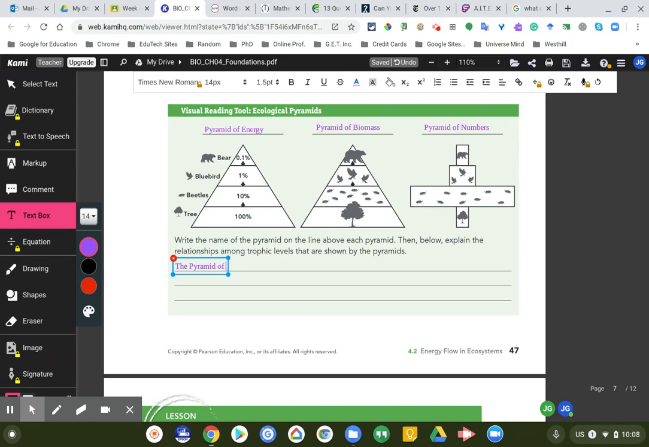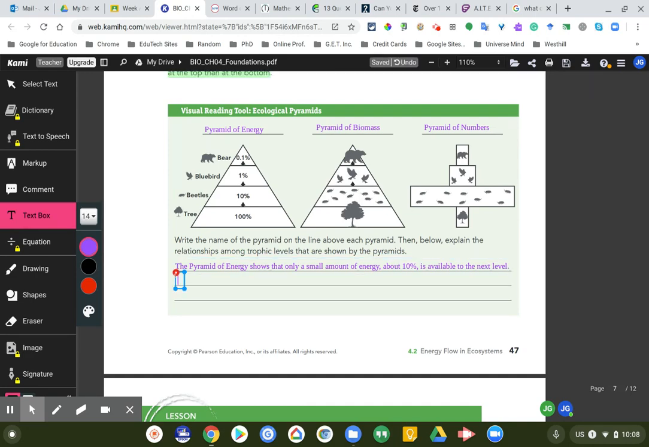The pyramid of energy shows that only a small amount of energy, about 10%, is available to the next level, right? Okay. Nope. You know what? I'm going to make another one here.